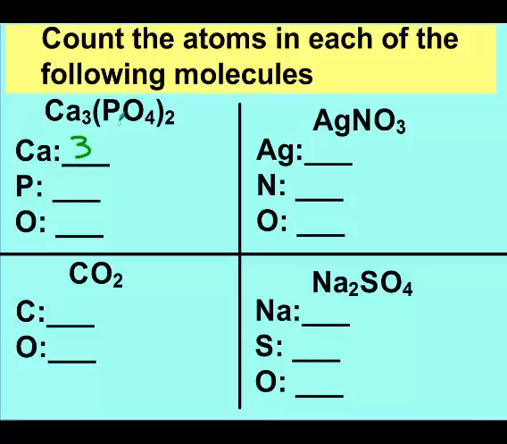So 3 calcium, 1 times 2, 2 phosphorus, 4 times 2, 8 oxygen. 1 silver, 1 nitrogen, 3 oxygen. 1 carbon, 2 oxygen. 2 sodium, 1 sulfur, 4 oxygen. And that's why when we did formula writing, it was so important that you put parentheses around your polyatomic ions if you had more than one of them.